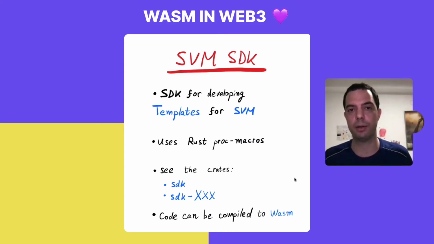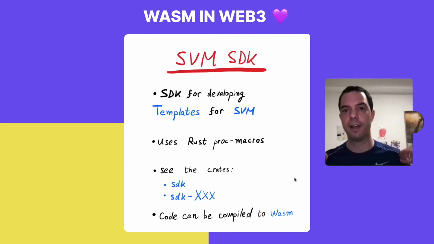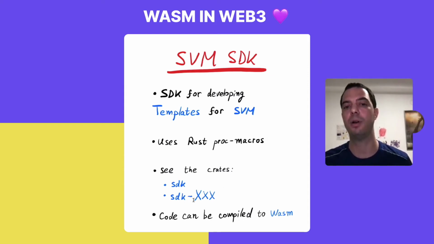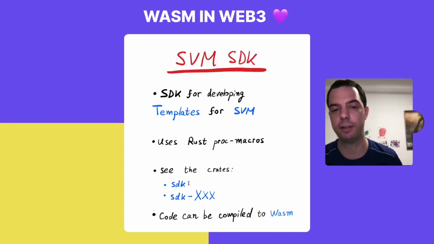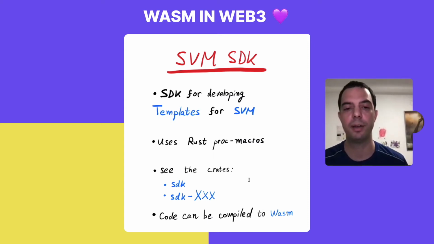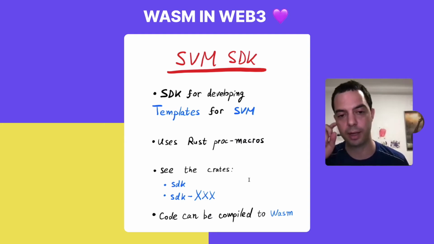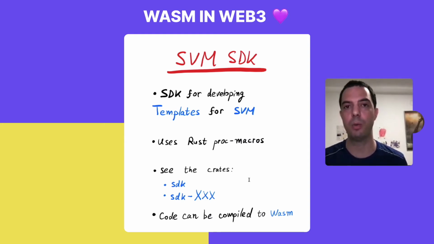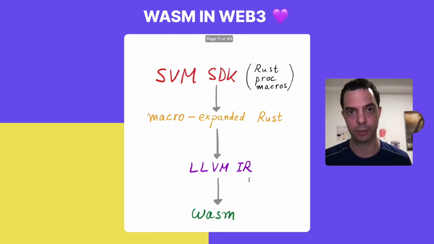So a smart contract is basically named a template, and the way to develop a template right now is using the SVM SDK. It's like a Rust DSL. It is leveraging the Rust procedural macros. And if you go to the GitHub, you can see a couple of SDK dash some word crates, and the primary crate is called SDK. It is the root one that assembles everything into one crate. And this code can also be compiled, of course, to Wasm. So this is how we are creating programs that can be deployed to the Spacemesh platform.